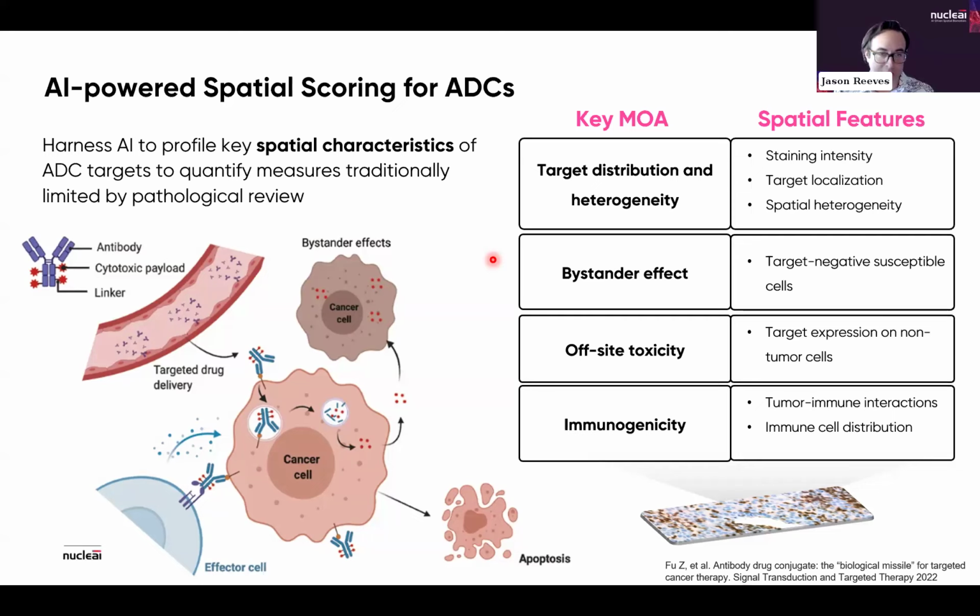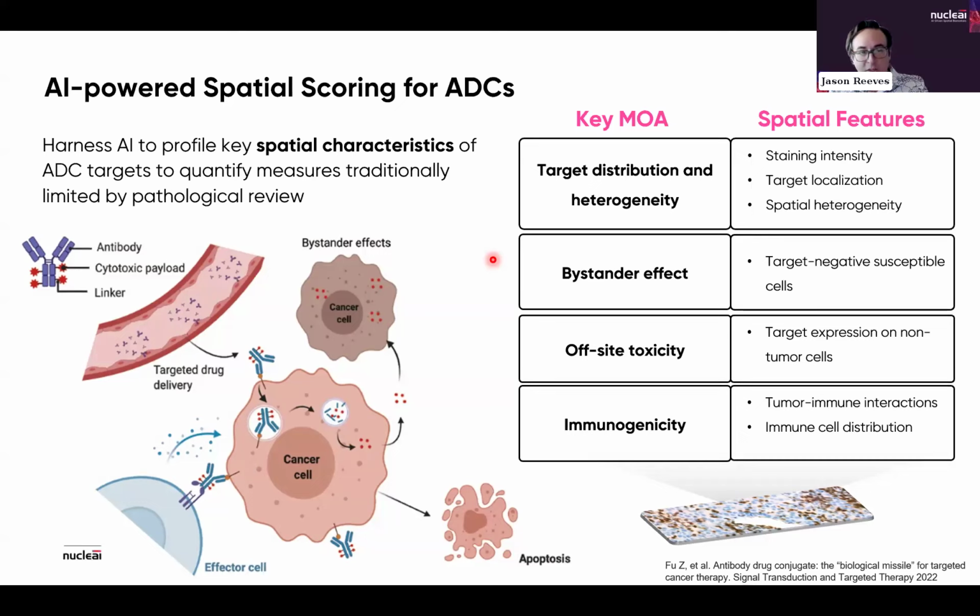We also try to model the bystander effect. That's one of the things that spatial biology is great for, actually understanding the physical localization of cells that aren't antigen positive and their relationship with antigen positive cells. And then beyond the tumor itself, beyond the tumor intrinsic signaling, we try to make sure that we can model off-site toxicity, trying to understand how many of the non-tumor cells express the antigen of interest, as well as immunogenicity by measuring how many cells are going to be interacting that are from the immune compartment and what types of cells are from the immune compartment.